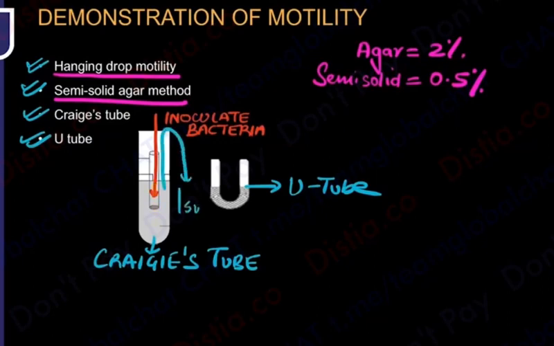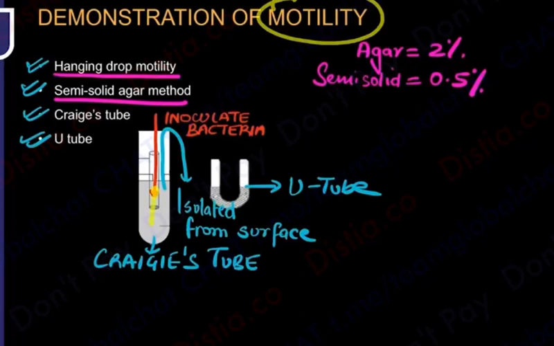You are able to isolate it from the surface. You will say, oh, how has the bacteria reached here? It must have traveled. I left the bacteria over here, but the bacteria was motile. So it went from here and I could get it over here. So it has moved. That is Craigie's tube. What is U-tube? If I put the organism over here this time and next time I get it from here, this means the organism has moved.